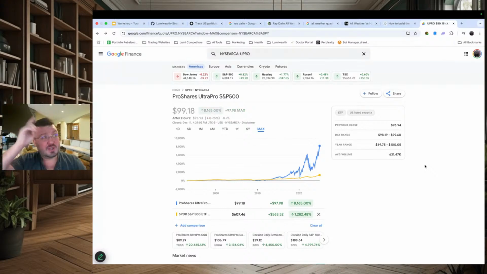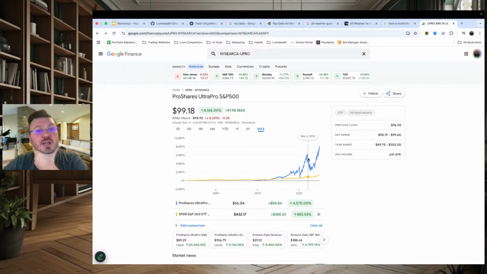They're leveraged, so they're very, very volatile. If you see here, this is that UPRO, which just shot up like crazy. It's up a lot right now, up 8,000 something percent. But if you had bought it, let's say around here in 2021, right before the bear market, you would have gotten hit very, very hard, right?